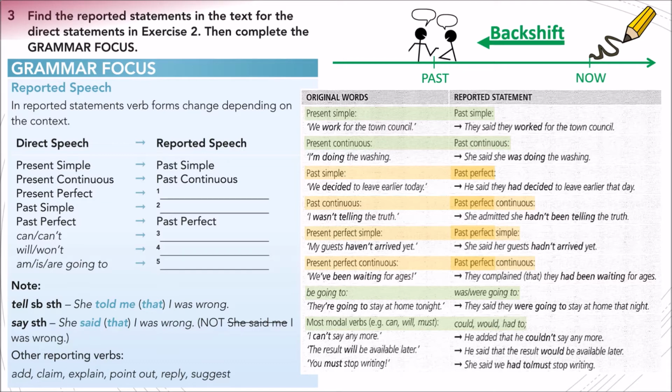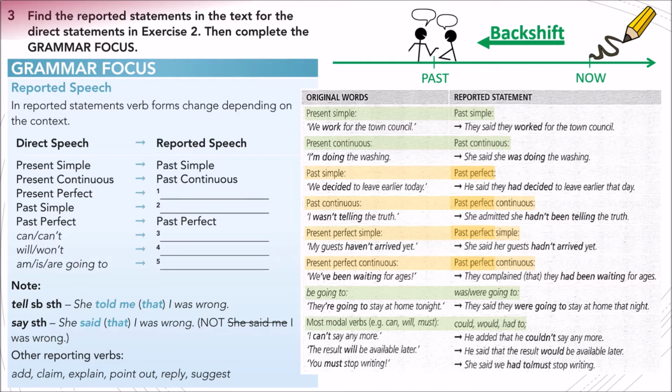This concept applies here. If the original speech is in the past simple tense, we move it back 1 step and becomes the past perfect tense. If the original speech happens to be in the past perfect tense, that's the furthest we can backshift and there's no need to change anymore. But if the original speech is in the present perfect tense, we also move it 1 step back to the past perfect tense.